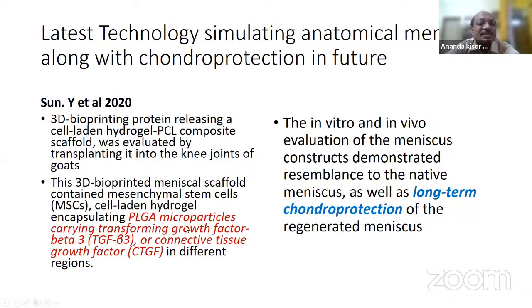If, inside the scaffold along with the bioreactor, we add polyglycolic acid microparticles carrying transforming growth factor beta 3, or connective tissue growth factor, that can not only simulate the exact meniscus but also act as a native meniscus, and long-term chondroprotection can be given. So this is structurally as well as functionally an accurate replica of the original meniscus that can be provided to the host.